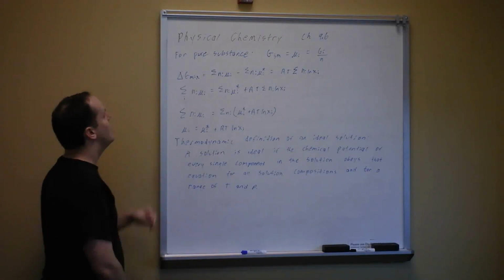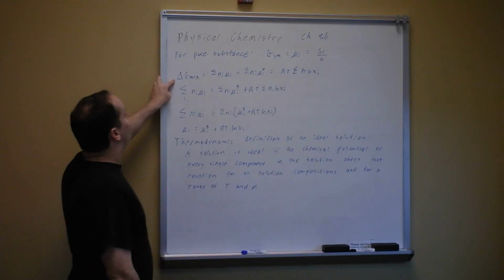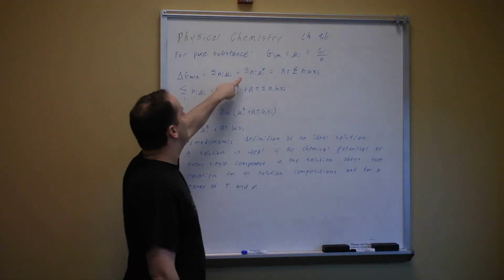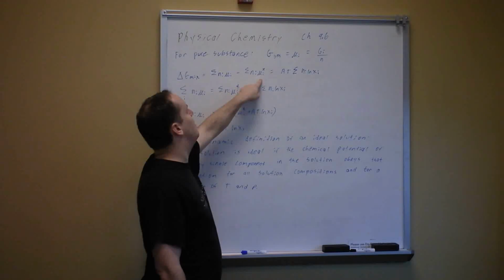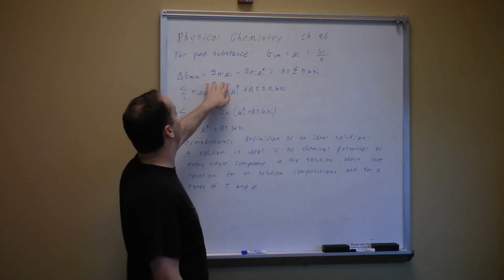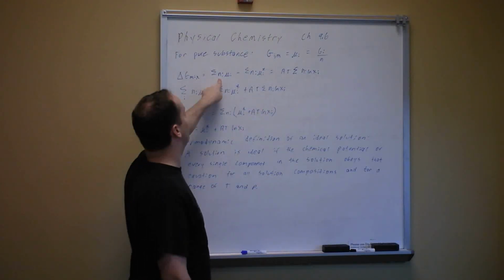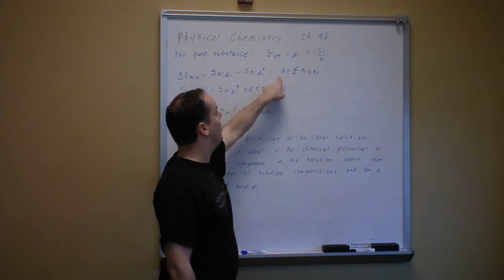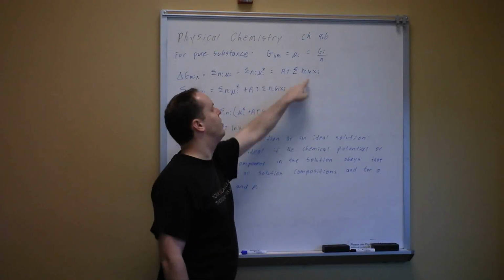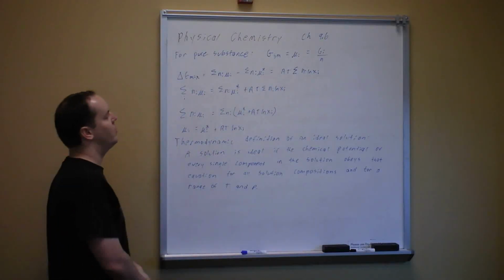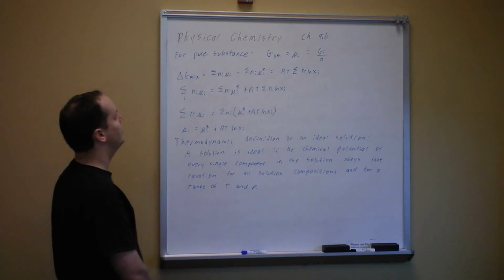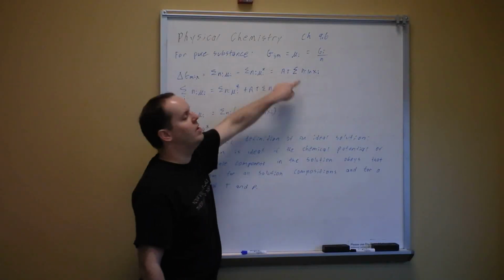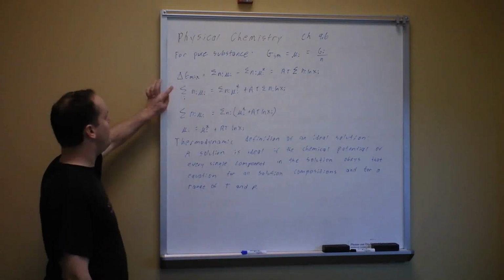Now, we said before that delta G mixture is equal to the sum of Ni times mu I minus the sum of Ni mu I star. In other words, the sum of all the chemical potentials times the amount of each substance mixed versus unmixed. And that, of course, is equal to RT times the sum of the number of moles of that substance times the natural log of the mole fraction of that substance. And that's the sum over all the substances.